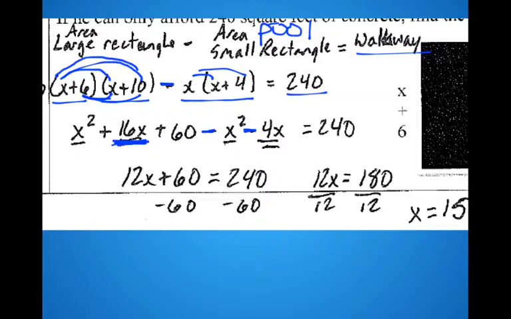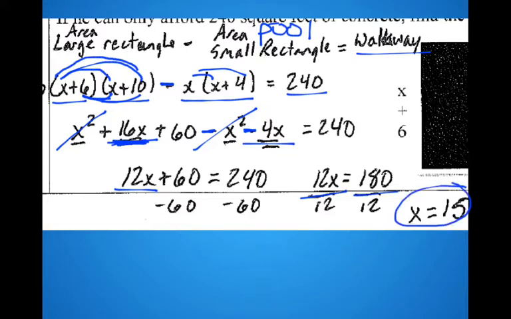Now fortunately, the x squared cancels with the x squared, because one's positive and one's negative. And 16x minus 4x is 12x, and then we have our plus 60, and that equals 240, again, because that's given as the area of the walkway, the concrete. So we subtract 60 from each side, so we get 12x equals 180, and then we divide by 12, so we get x equals 15.